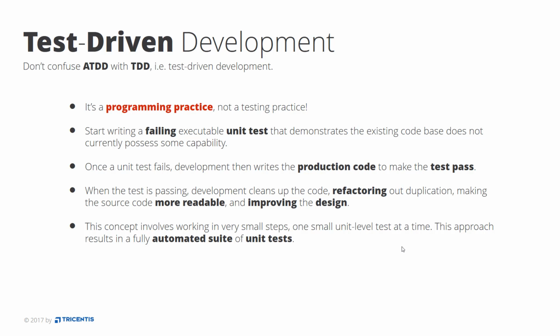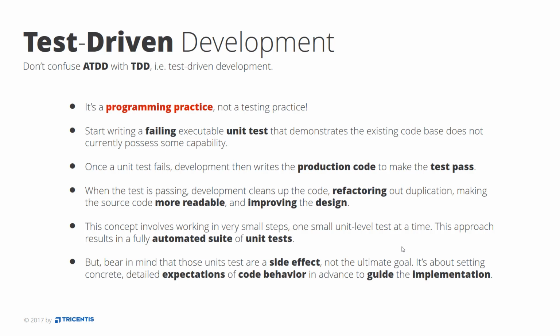So it's still unit tests and it's not functional business tests. So still bear in mind that those unit tests are kind of a side effect and not the ultimate goal. So it's really about setting up concrete detailed expectations of code behavior in advance to guide the implementation, and not really what the business user is expecting from this program or from this application.